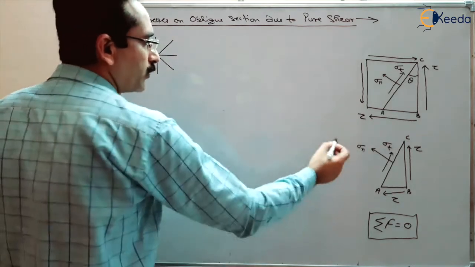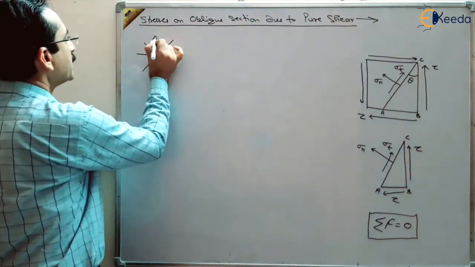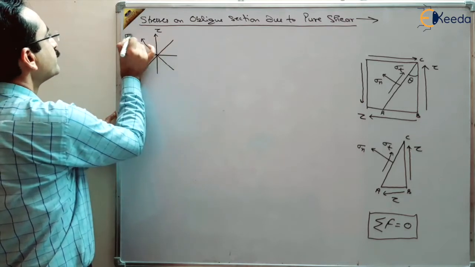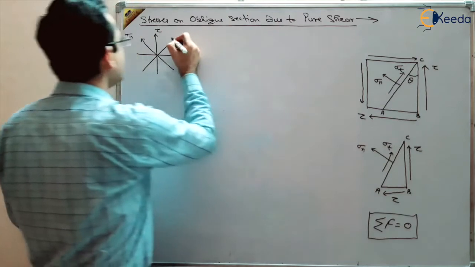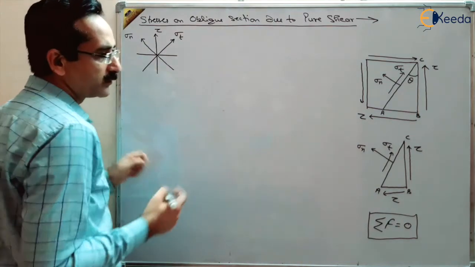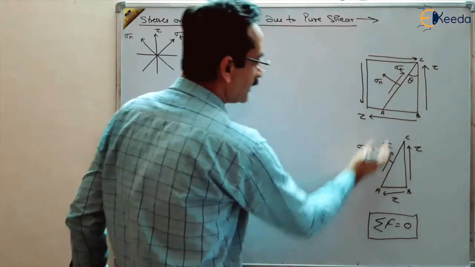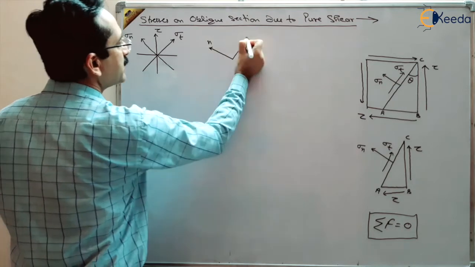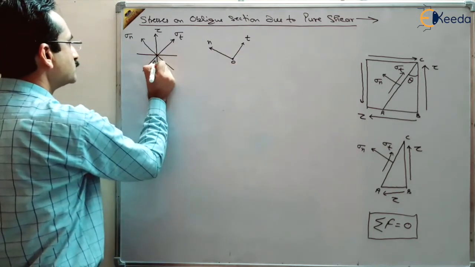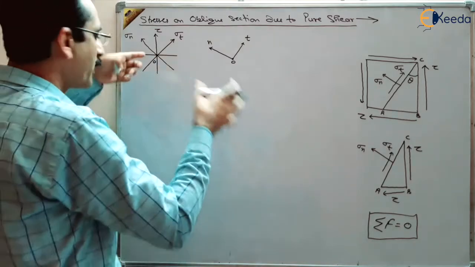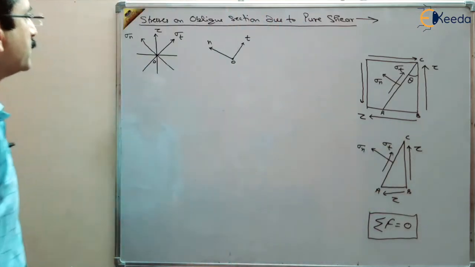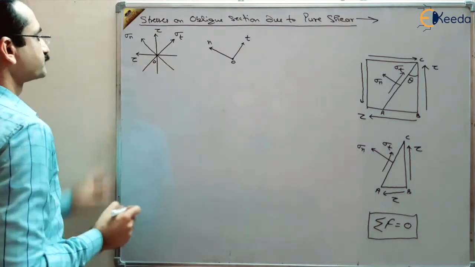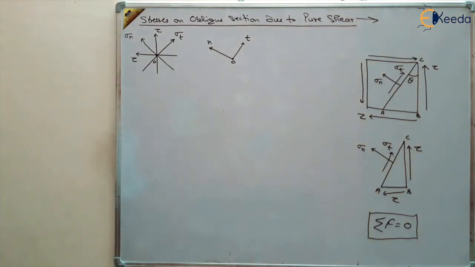What are the forces acting on it? Tau vertically upward, sigma n in the inclined plane, and sigma t again on the inclined plane in the tangential direction. And we are choosing two directions here, right? One is the normal direction, one is the tangential direction. This is our normal direction, this is the tangential direction. Suppose this point is O, and O is basically the free body, a point. We have considered this triangle as a point. Now sigma n, tau, sigma t, and then there is tau on AB, in this direction. So this is the stress condition in this element.